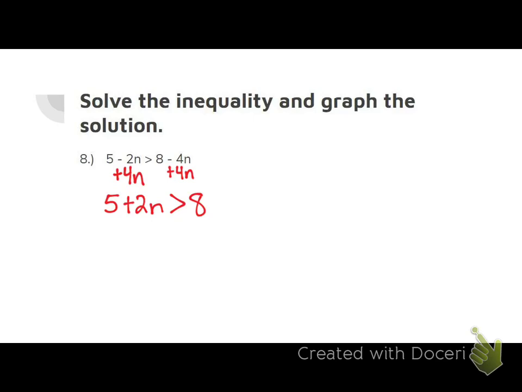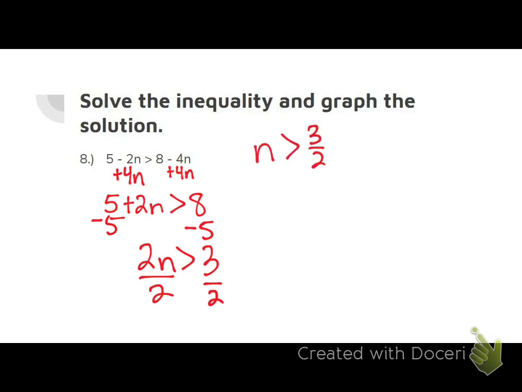Keep solving. What do you do next? Subtract the 5. 2n is greater than 3. Okay, you can leave it as n is greater than 3/2, or you can put n is greater than 1.5. I'm okay with either of those because we did not have to round.